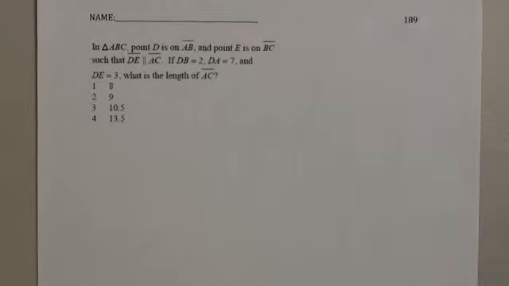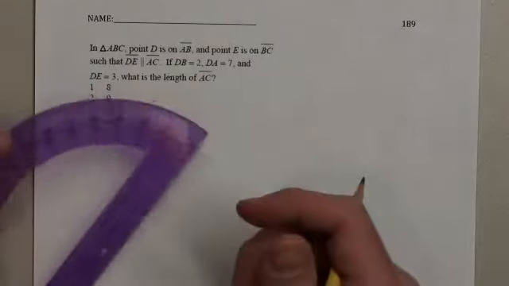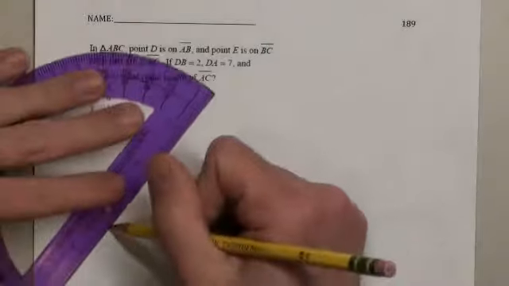In triangle ABC, point D is on segment AB, and point E is on segment BC, such that DE is parallel to AC. And then if DB is 2, DA is 7, and DE is 3, what is the length of AC? So in this one, we're actually going to have to draw our own triangle. Okay, I'm going to do that in the space below here.